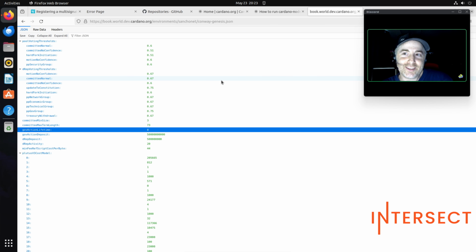But that's not an actual updatable parameter. I would like it to be, right? Yeah. But if you want to do that, you have to go through a hard fork. You have to change the core of the Haskell code, and that can be done. But you have to go through a hard fork because right now it doesn't exist as an updatable parameter.